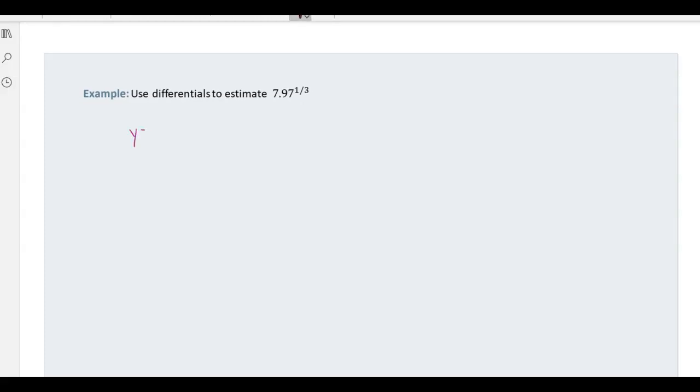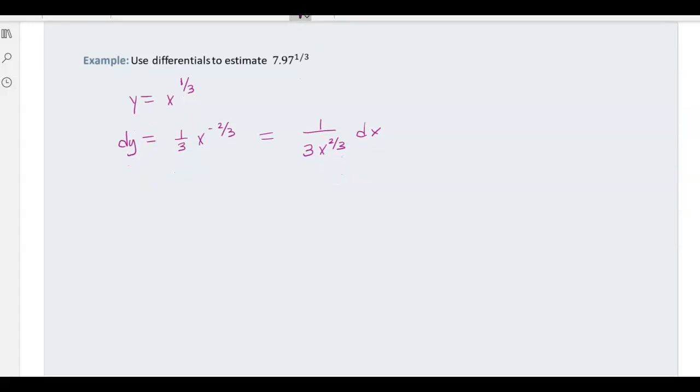So the function we're considering is x to the 1/3 power. And if we take the derivative here, let's see, we'll have 1/3 x to the -2/3. So this is 1/3 times x to the 2/3 dx, right? Okay. So we're going to let a equal 8, and we're going to let dx equal -0.03, the difference between 8 and this 7.97.